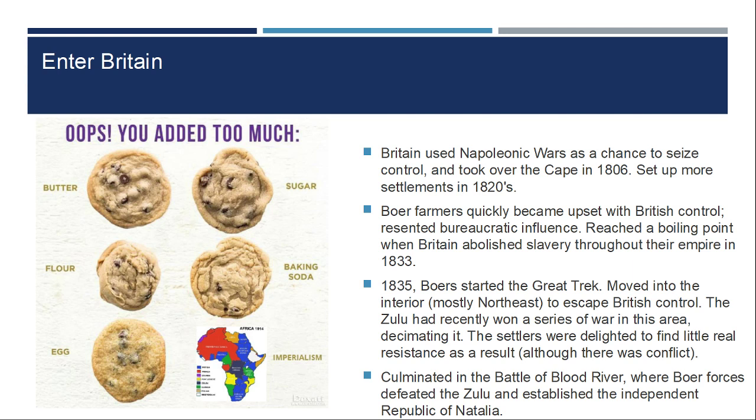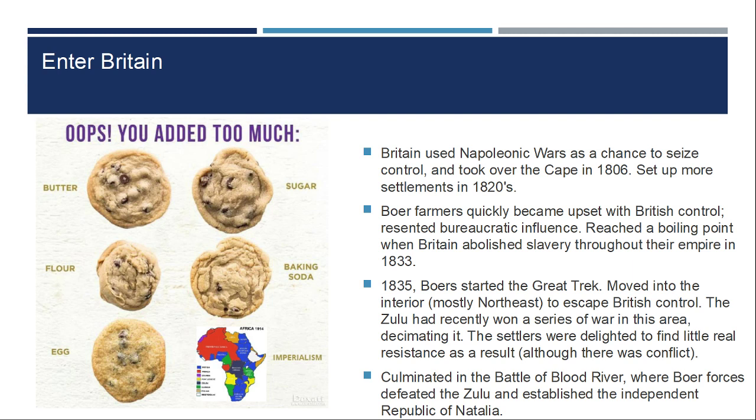And they start this thing called the Great Trek, and they are going to move out of British primary control territory and move further inland into the interior. Mostly this is going to bring them up to the north and then the east. So they're going northeast. The northeast is Zulu territory. And it's Zulu territory because they just won a series of victories that gave them control over the area, but they also decimated the area.